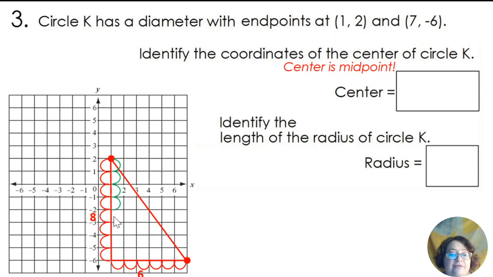I go down half of 8, which is 4. And then I'm going to go across half of 6, which is 3. And that's going to give me my point at the center, my midpoint of (4, -2).